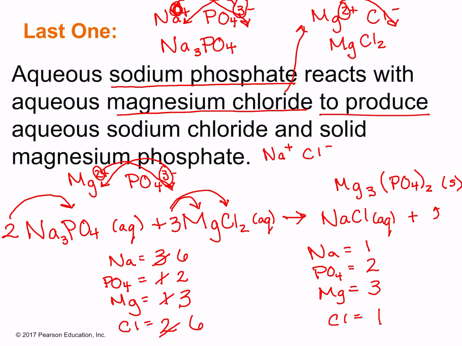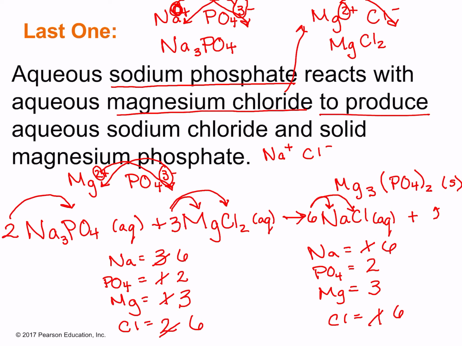Now I can go through and balance my sodiums, which will also end up balancing my chlorines, but I have 6 sodiums on the left and only 1 on the right, so I'm going to put this 6 out front here. When I put that 6 there, that 6 distributes in and gets multiplied, right? So now I have 6 sodiums, but it also gets multiplied to the chlorine as well. So I have 6 chlorines. So now looking through this, 6 sodiums on each side, 2 phosphates, 3 magnesiums, and 6 chlorines.